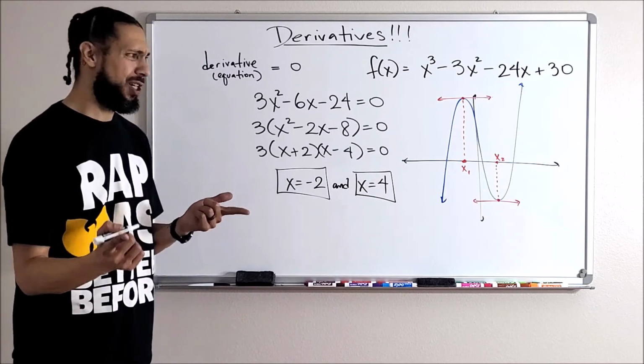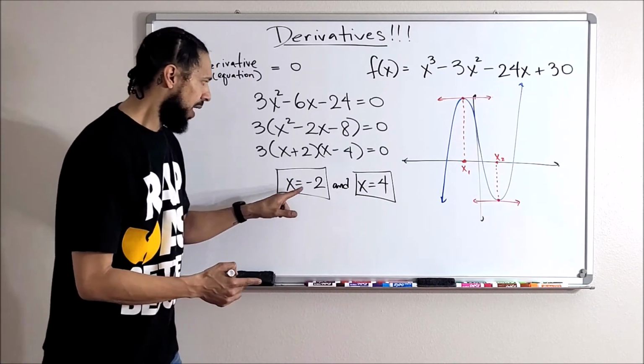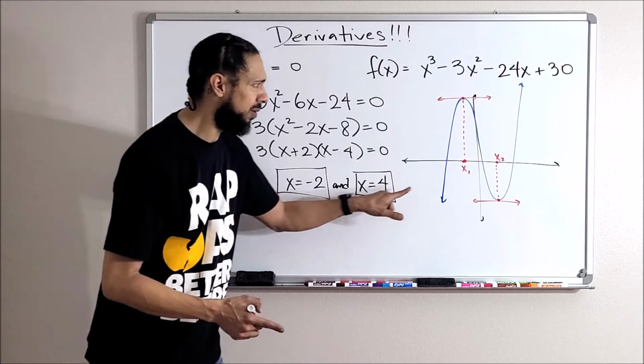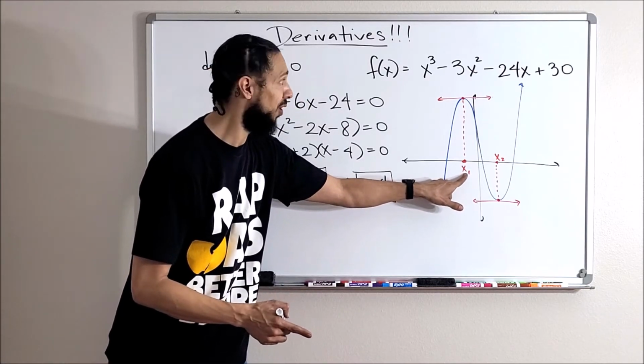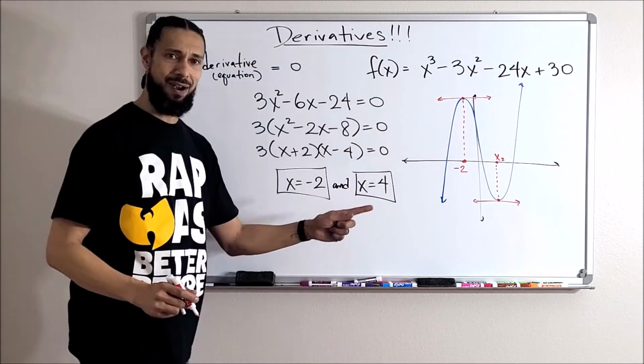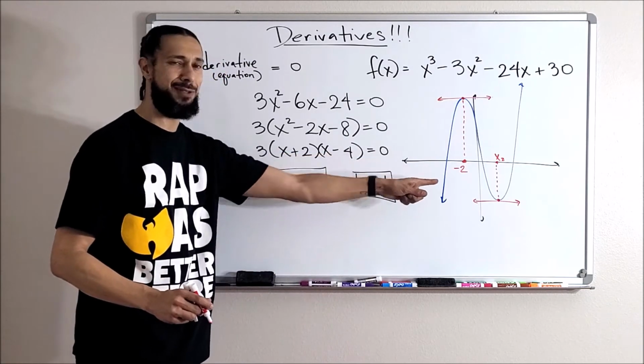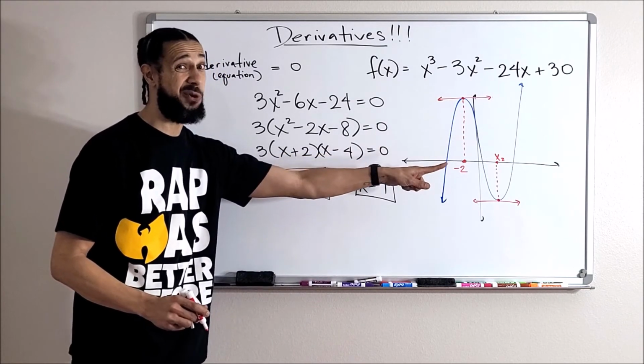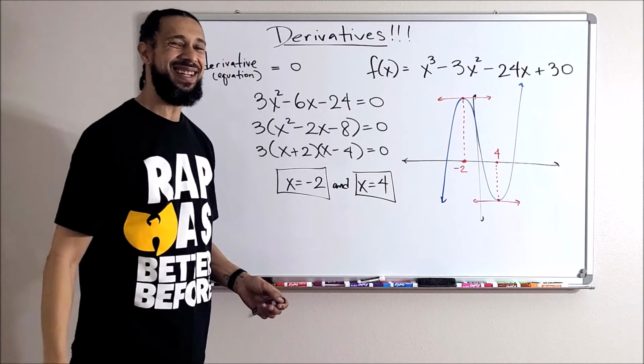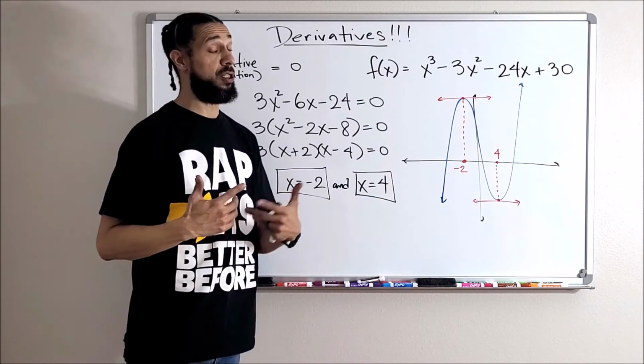Let's go over here to the graph and check it out. At x equals -2, that's got to be this one right here. Look at that. So if that's x equals -2, doesn't the other one have to be 4? Yes. Now, sometimes just the x values is not enough.